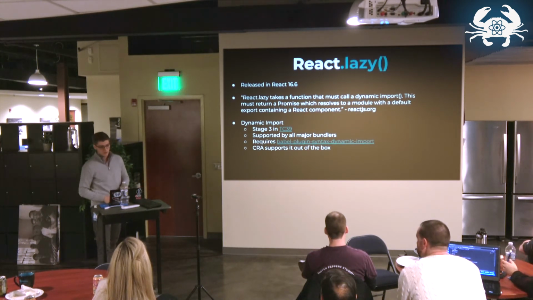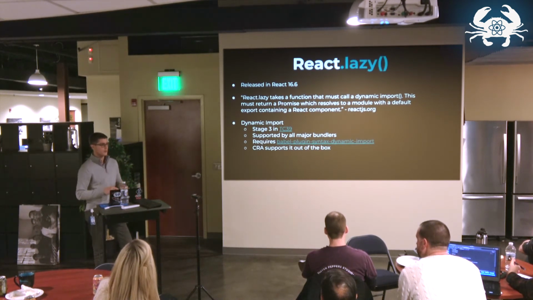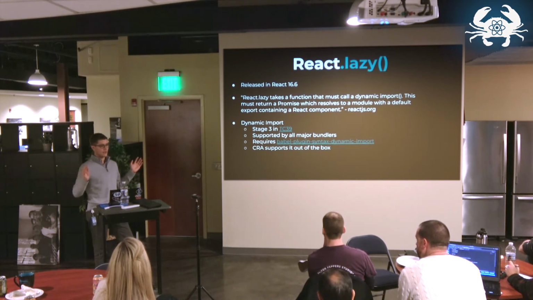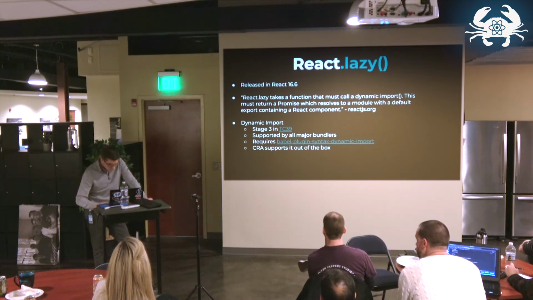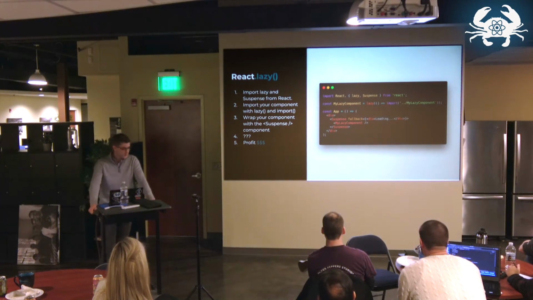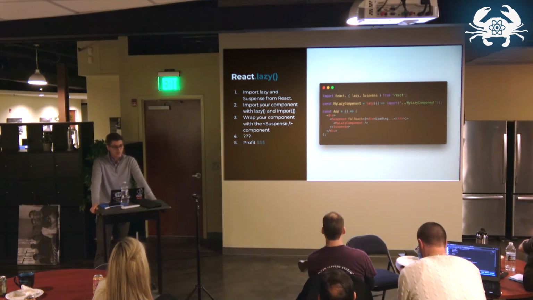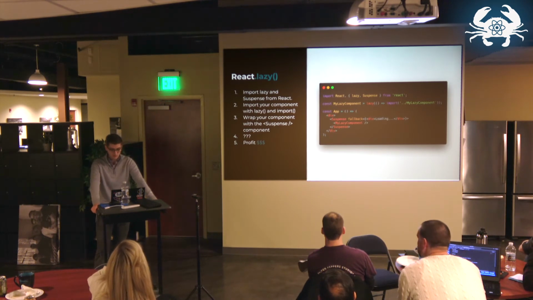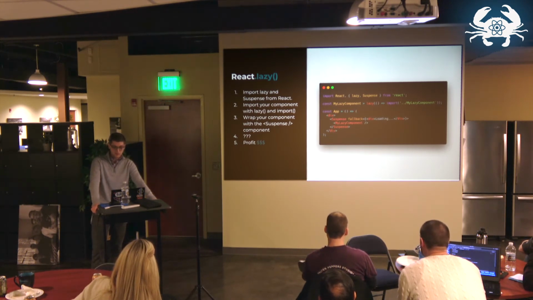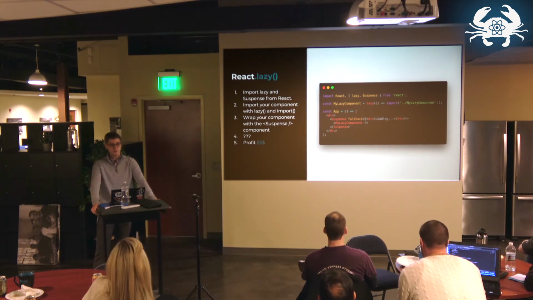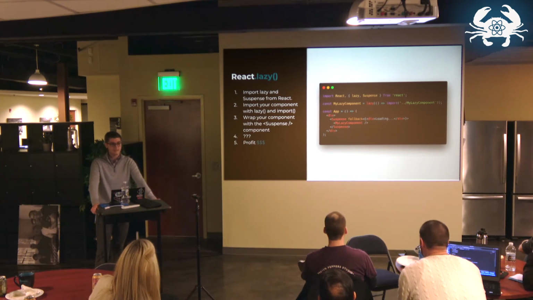Fortunately, with Create React App, you can just start using React.lazy right out of the box without touching any configuration anywhere, and it just works. So this is what React Lazy looks like. You're going to first import the lazy function and the Suspense component from React. Rather than just normally importing your component, you're going to import it with a callback passed into lazy. Then wherever you want to render that component, you're going to wrap it in the Suspense component.